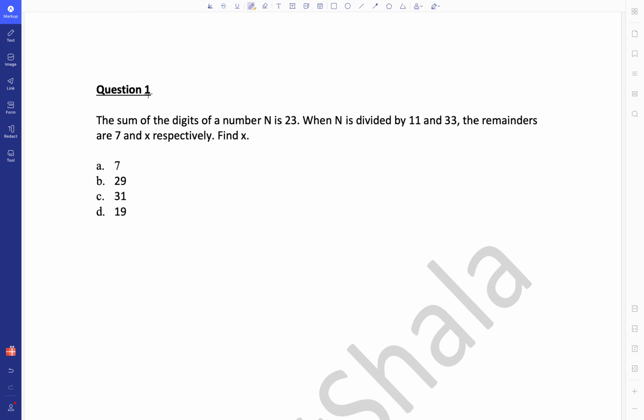Let's get started with the solutions for the questions. The quiz had 5 questions to be solved in 15 minutes. Let's look at each of the 5 questions, their solutions, and wherever possible we look at multiple methods.